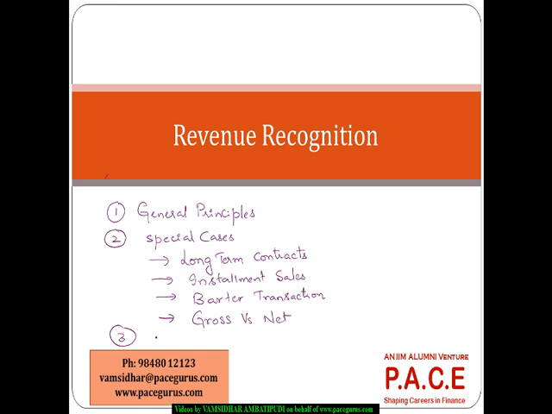And finally, from a financial analysis standpoint, what does a typical analyst need to consider, and what are the various implications associated with revenue recognition? So these are some of the things that we take up in this particular session.